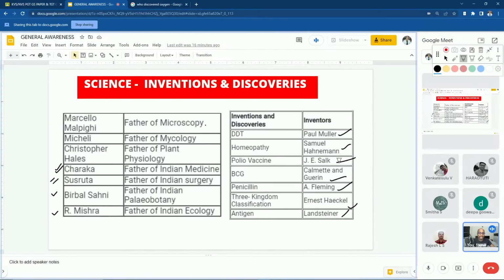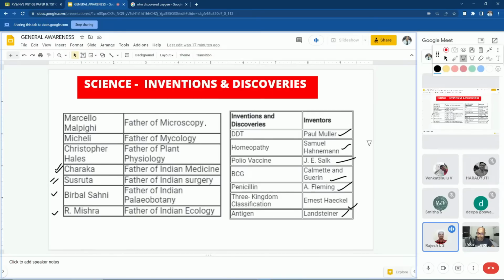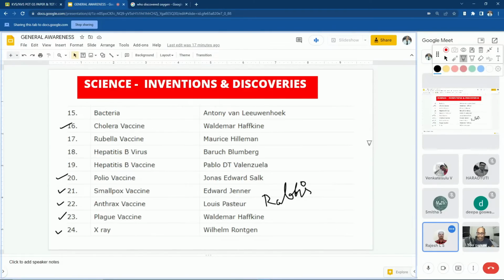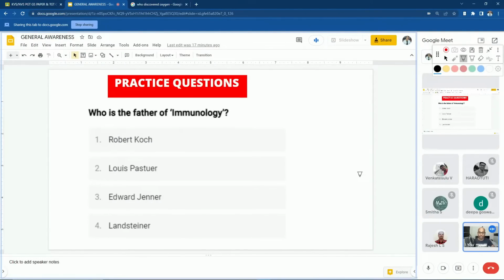Polio vaccine, J.E. Salk. Right. Then what are the inventions of Louis Pasteur, Rajesh sir? Sir, Louis Pasteur: pasteurization, anthrax vaccine, rabies vaccine. Right. Somewhere we have written. So Louis Pasteur is the inventor of the anthrax vaccine, rabies vaccine, and pasteurization.